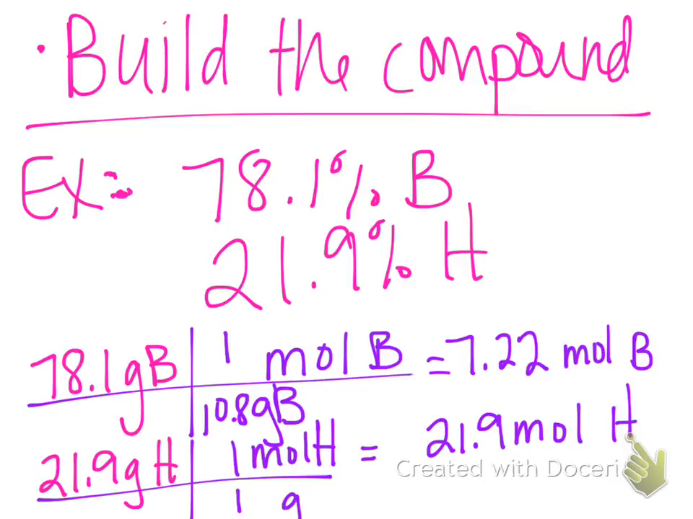The next step is to do what? What does our next step tell us to do? Good. Divide each element by the smallest. So when we do that, one of these should come out to a 1 ratio because you're dividing it by itself, right? The smallest one you're dividing by itself. So which one of these is smaller? 7.2. So I'm going to divide this one by 7.22, which gives me 1 for boron. I'm going to divide this by 7.22, which gives me what value?